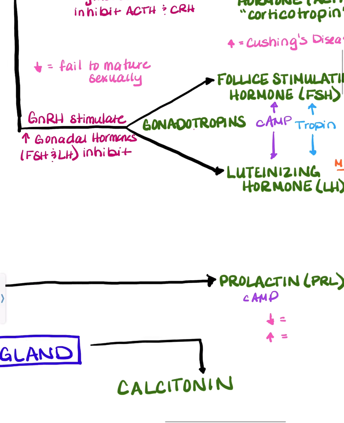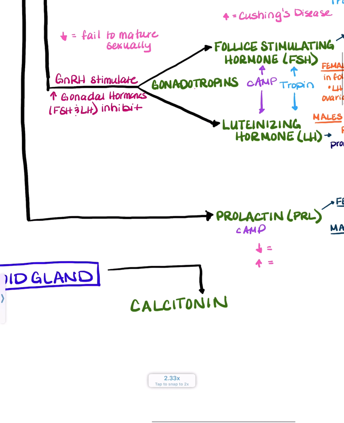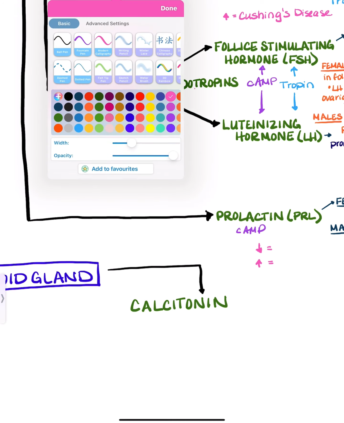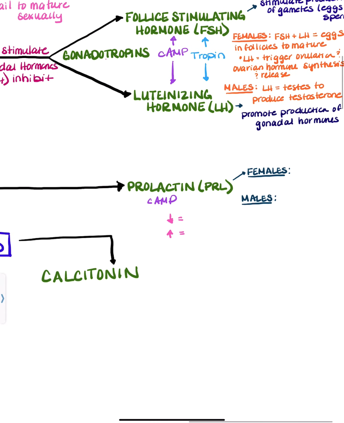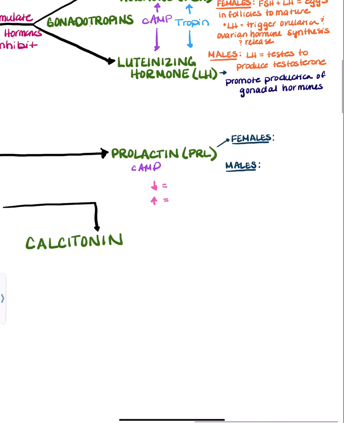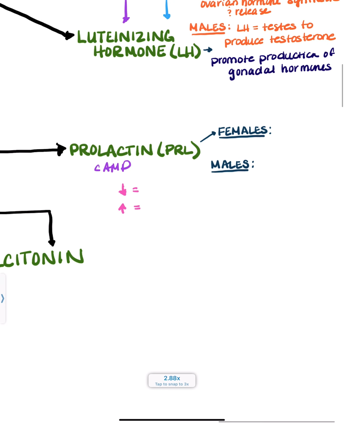Okay, so now let's move on to our last hormone released by the anterior pituitary gland, and that's going to be prolactin. We're really focused on prolactin's effect in females. So in females, the effect is going to be to stimulate milk production.